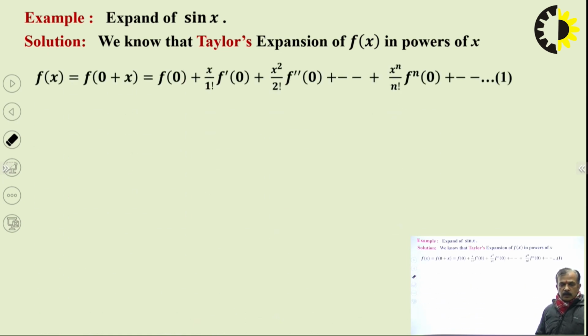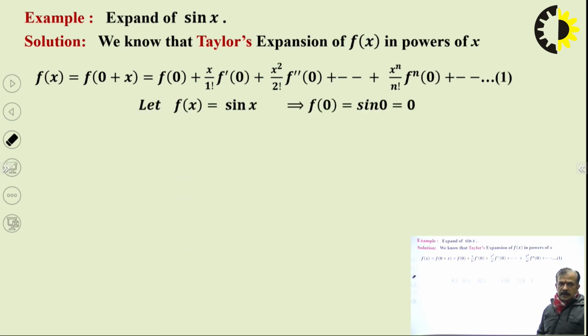Here we know that f(x) equals f(0) plus x. Here x is the second term and 0 is the first term of this function. So the required expansion is f(0) plus x upon 1 factorial into f'(0) plus x squared divided by 2 factorial into f''(0) plus and so on, and the general term is x raised to the power n divided by n factorial into f^n(0). So, this will be the formula for finding the expansion of f(x).